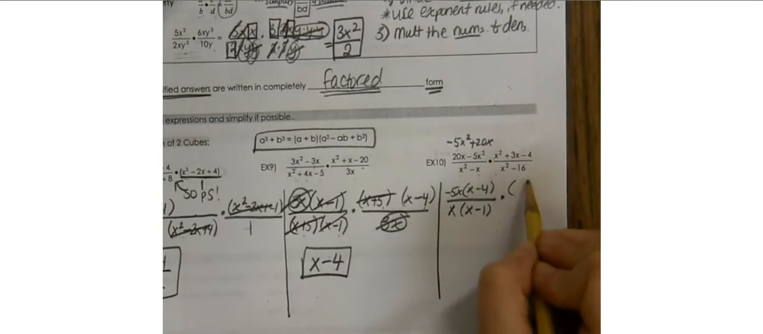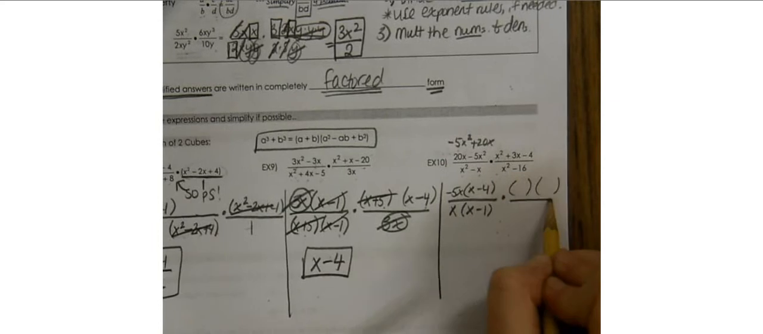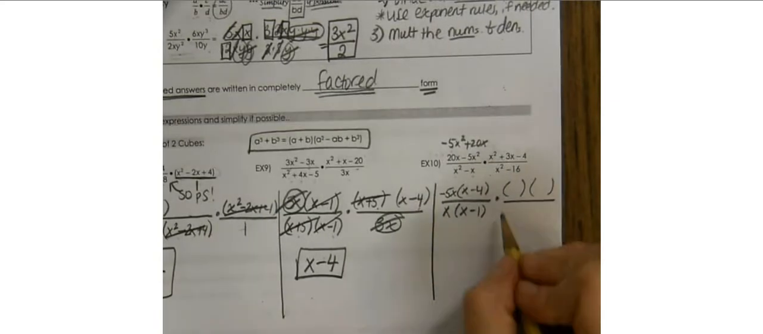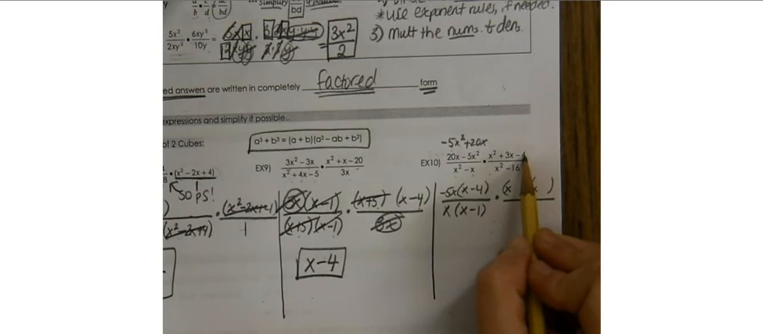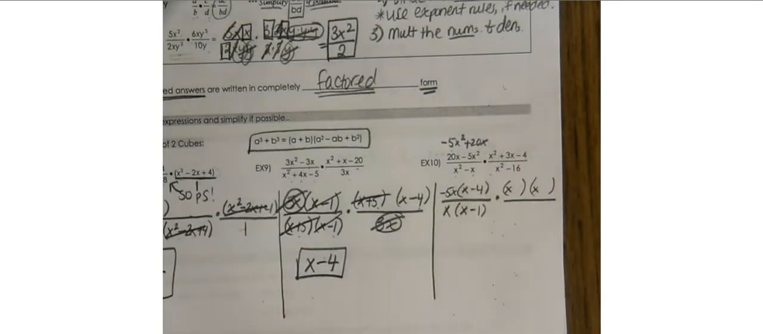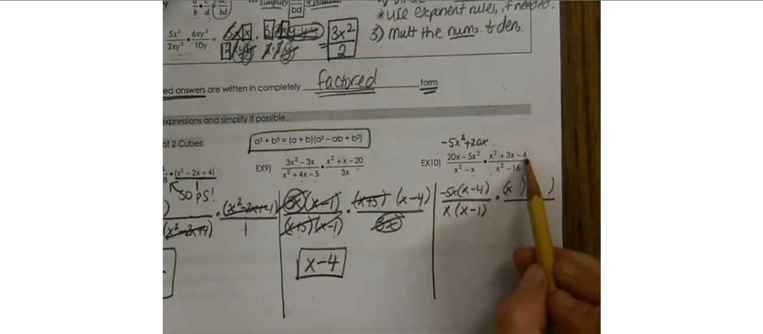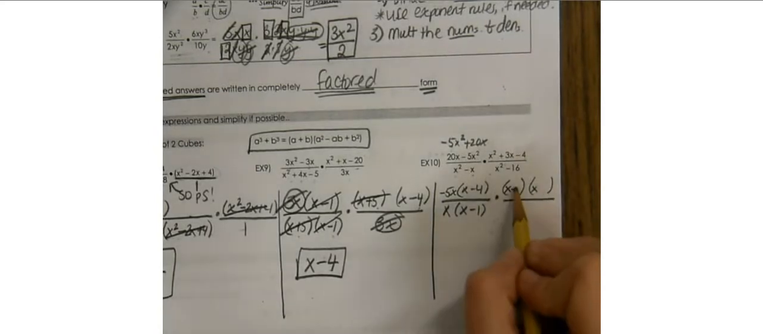I'm going to break that apart into 2 parentheses. I'm going to split apart the x squared into an x and an x, and I'm going to break apart the minus 4. I'm going to ask myself what two numbers when multiplied together equal -4, but together add to equal 3, and that's going to be a +4 and a -1.